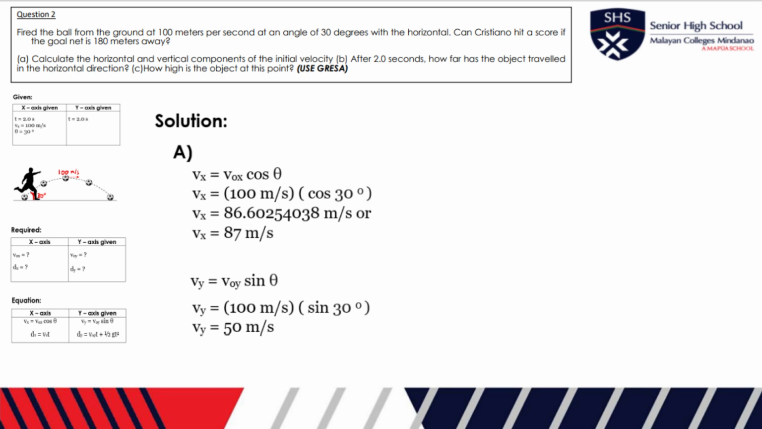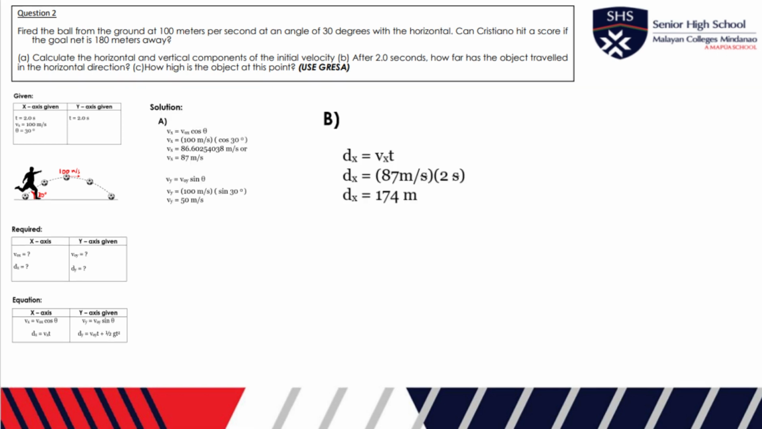Now we have the y-axis velocity, which is equivalent to initial velocity in the y-axis, sine theta. So you just need to substitute the values. You know that it's 100 meter per second still, and the angle is 30 degrees as given, giving us 50 meter per second. And we have our horizontal and vertical components for the initial velocity. So that's it. Congratulations. Now let us move on to letter B.